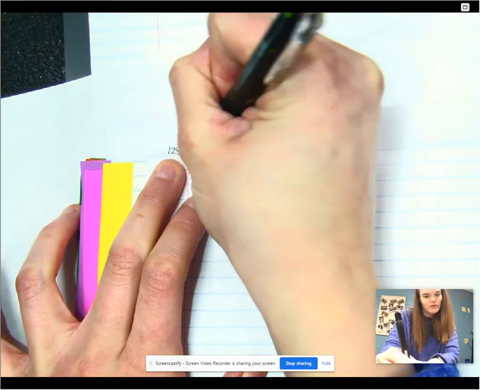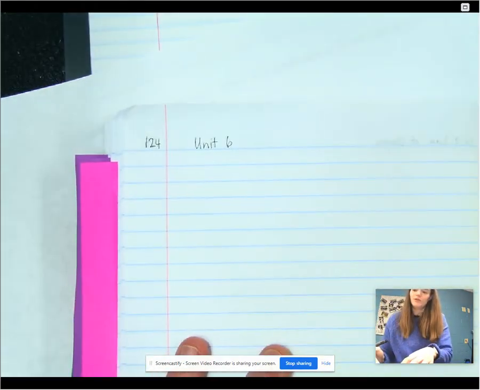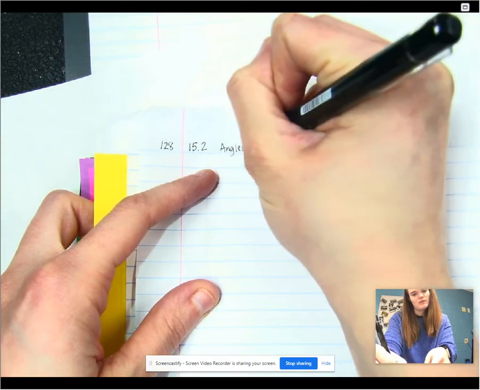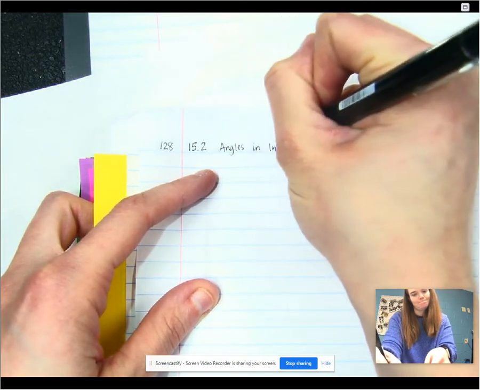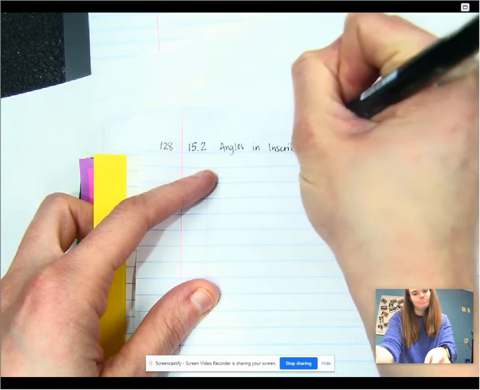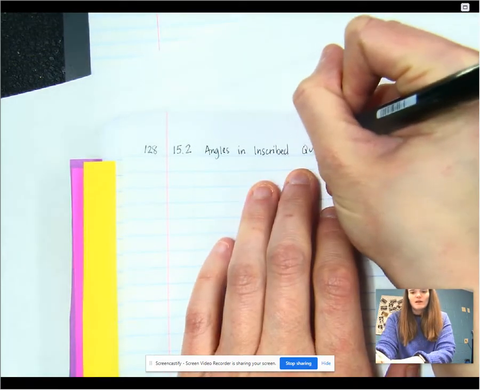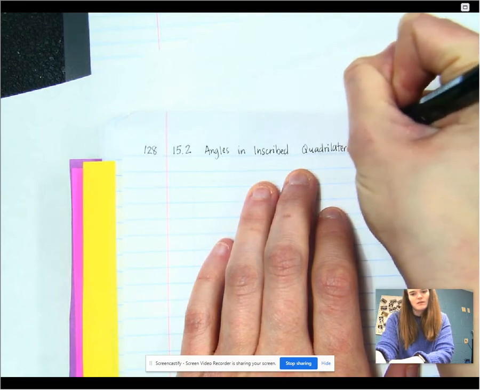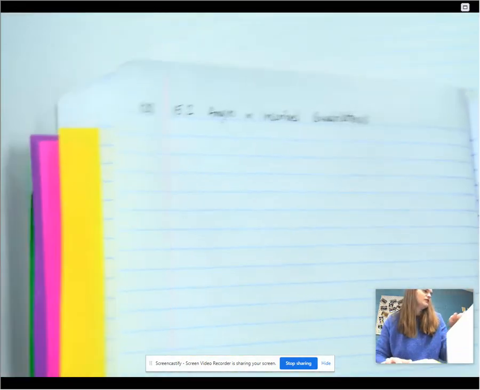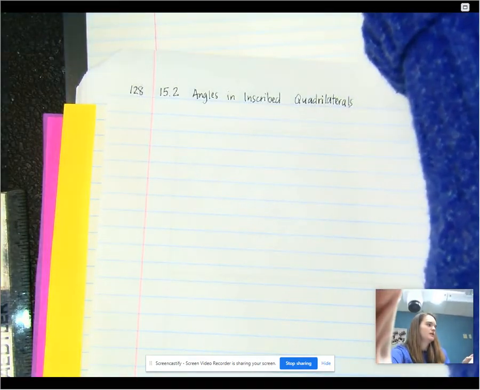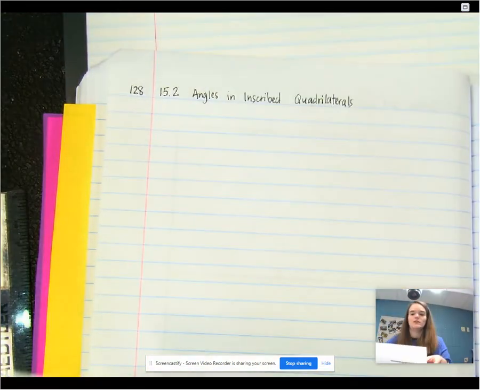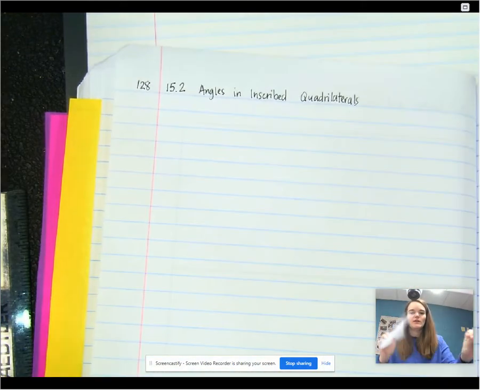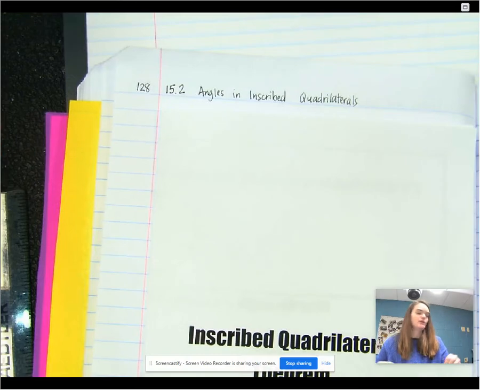15.2. I'm pretty sure it's inscribed angles and inscribed quadrilaterals. Okay, and I'm going to go ahead and take the foldable, fold it in half, glue it in. Fold that in half, then we'll work it out. I'll glue it in so that inscribed quadrilateral theorem is on the top.